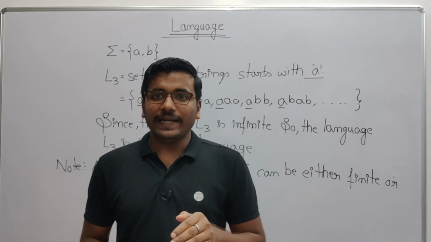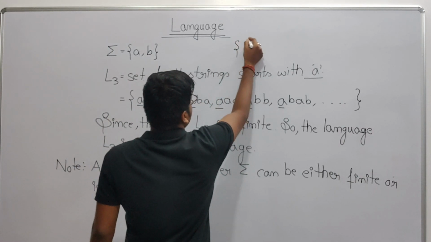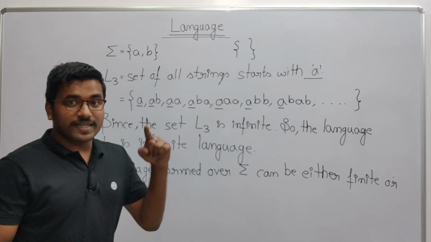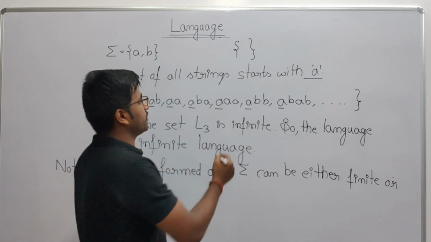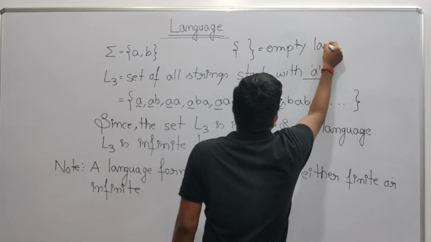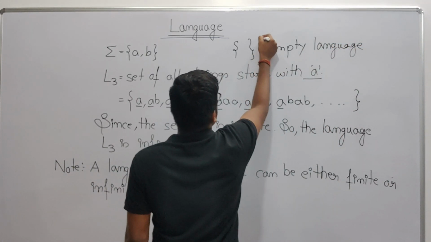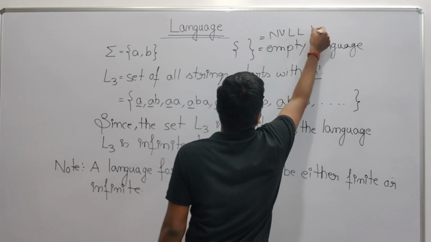Now, you know that a set can be empty also. So this is possible since it is a set. It is an empty language, and it is even called a null language.